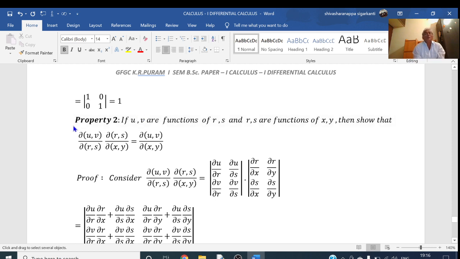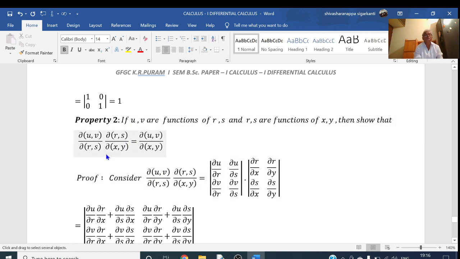Next, one more property is there. If u, v are functions of r and s, and r and s are functions of x and y, then show that ∂(u,v)/∂(r,s) into ∂(r,s)/∂(x,y) is equal to ∂(u,v)/∂(x,y). This is just like a chain rule. Just consider the left hand side and then we prove it is equal to the right hand side.